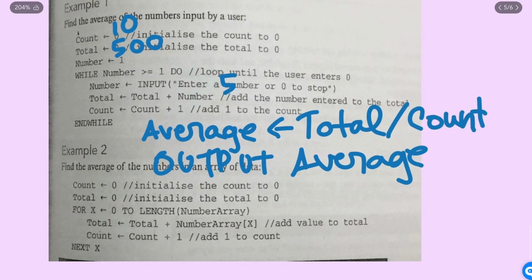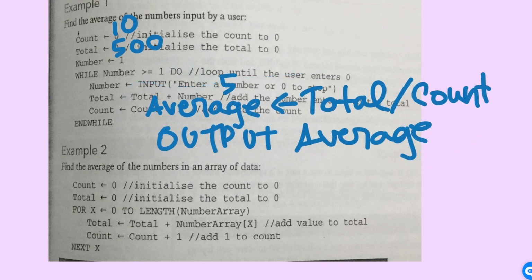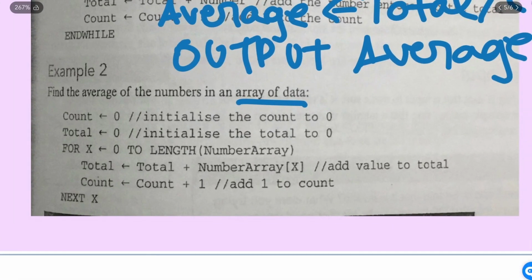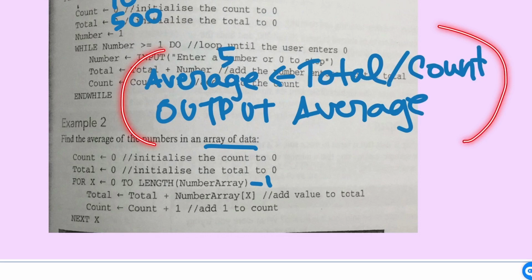And we can also do that in example 2. Find the average numbers in an array, same concept. Count is initialized to 0, total is also initialized to 0. For x, 0 to length array number, there should be a -1 because it starts from 0. Total becomes total plus number array x, count becomes count plus 1, increments each time, next x, and at the end of all of that, this statement should be added. Average becomes total divided by count and output average.